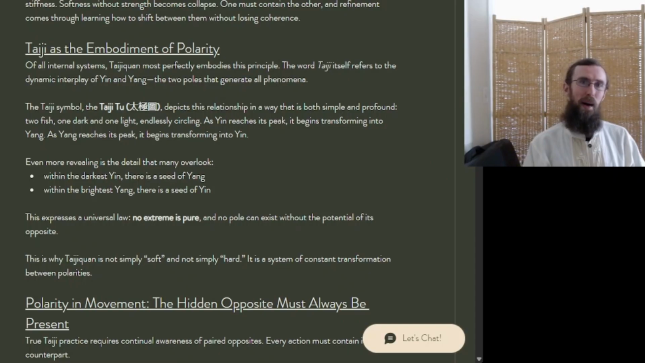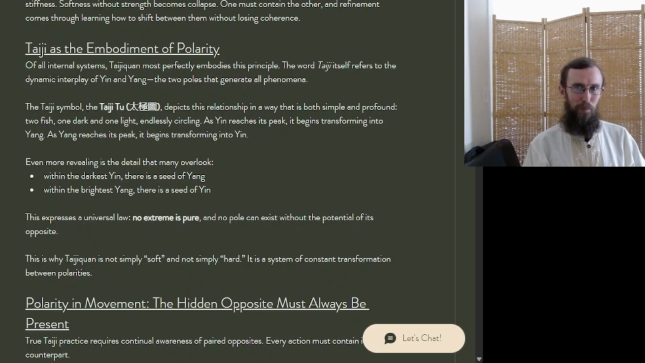Taiji is the embodiment of polarity. Of all internal systems, taiji most perfectly embodies this principle. The word taiji itself refers to the dynamic interplay of yin and yang, the two poles that generate all phenomena. The taiji symbol, known as the taiji tu, depicts this relationship in a way that is both simple and profound. Two fish, one dark and one light, endlessly circling each other.